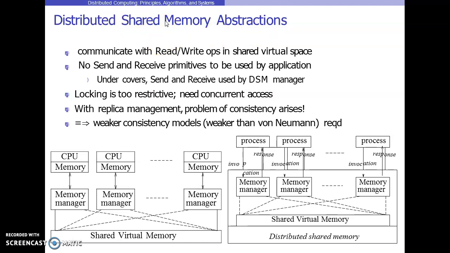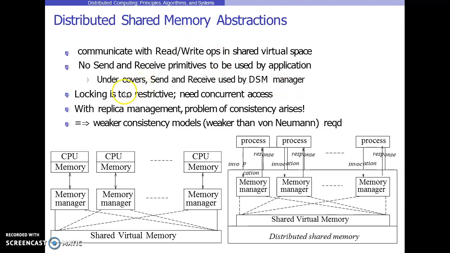Distributed shared memory is an abstraction provided to the programmer of a distributed system. In distributed shared memory, the processors communicate only through read and write operations in a shared virtual space. It does not support any send and receive primitives for applications. Under the covers, send and receive primitives are only used by the distributed shared memory managers.